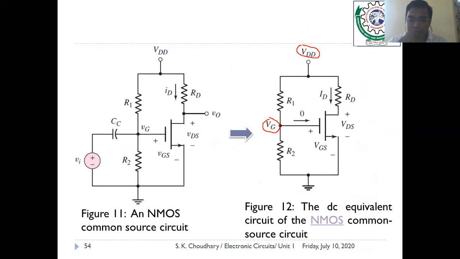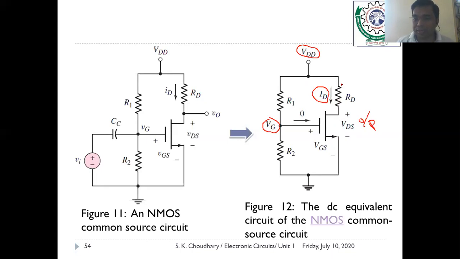Now, this is the equivalent circuit. Here the two terminal voltages are defined. Another voltage is between the drain terminal and the source terminal, called VDS, which is the output voltage as per this circuit. One current starts to flow from the drain to the source terminal. That is called ID, the drain current, also called the output current.